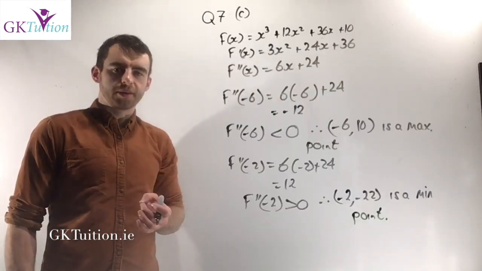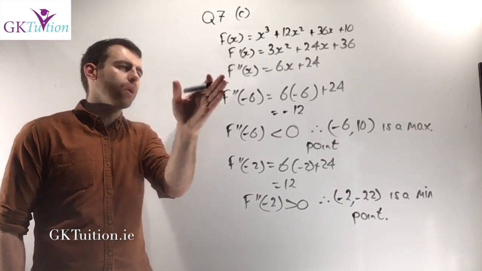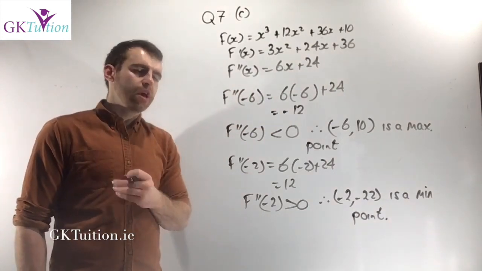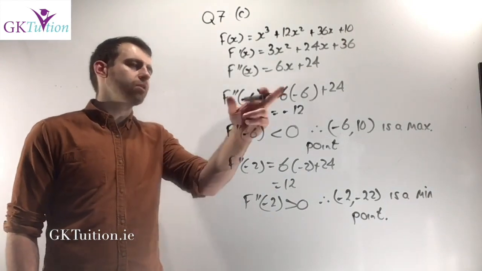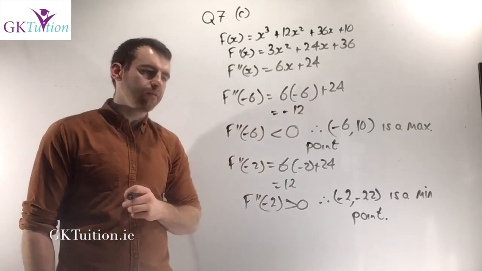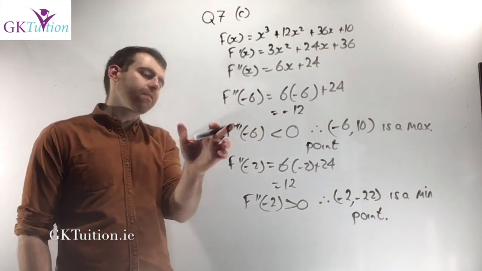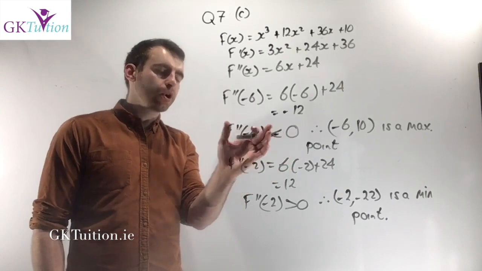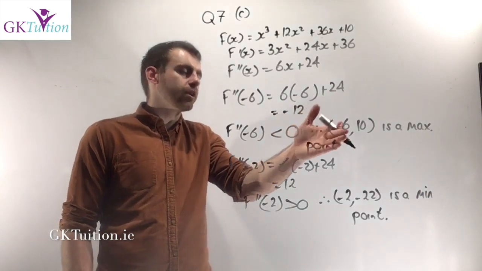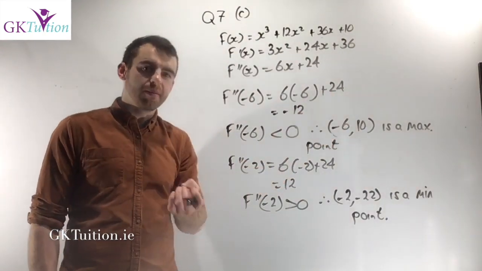So in order to ensure you get the marks in a question like this, you should get your second derivative. If I differentiate the original function twice, I get 6x plus 24. You sub in the x values of your turning points. The first x value I got was minus 6. When I sub minus 6 into my second derivative, I get 6 times minus 6 plus 24, which gives me minus 12. Because this is negative, that means it's the maximum point. So I will say f double dash of minus 6 is less than 0. Because when I subbed in the x coordinate, I got a negative value, that point corresponds to the maximum point. So (minus 6, 10) must be the maximum point.